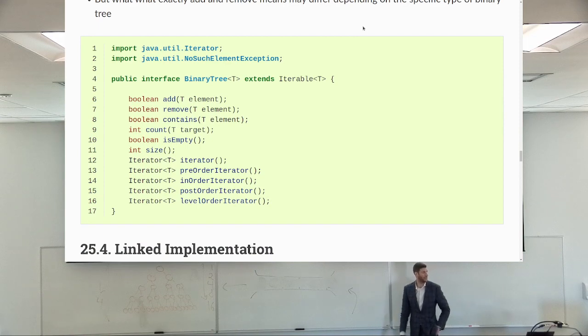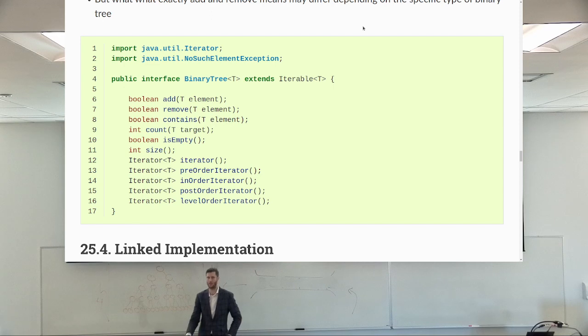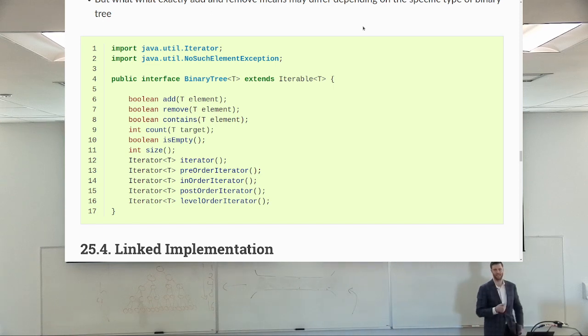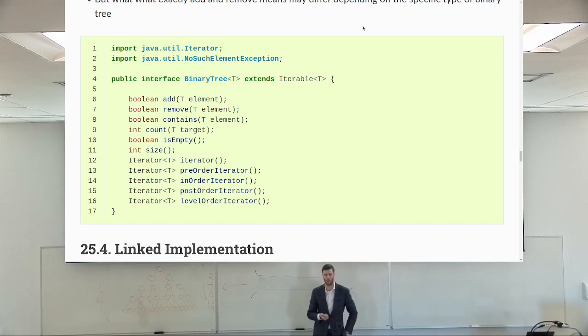Here's an example interface for our binary tree. You notice it extends Iterable because we want this to be able to return an iterator. Add. Well, we know we're going to want to add something. How exactly it gets added, I don't know, but we know we're going to want to add something. I want to say add this element, where T is the type of element I want to add. Same with remove. I want to remove a specified element, and it'll return a Boolean to let me know if it worked. Contains, that just searches to let me know if the thing exists or not. Count the number of occurrences of a certain thing.